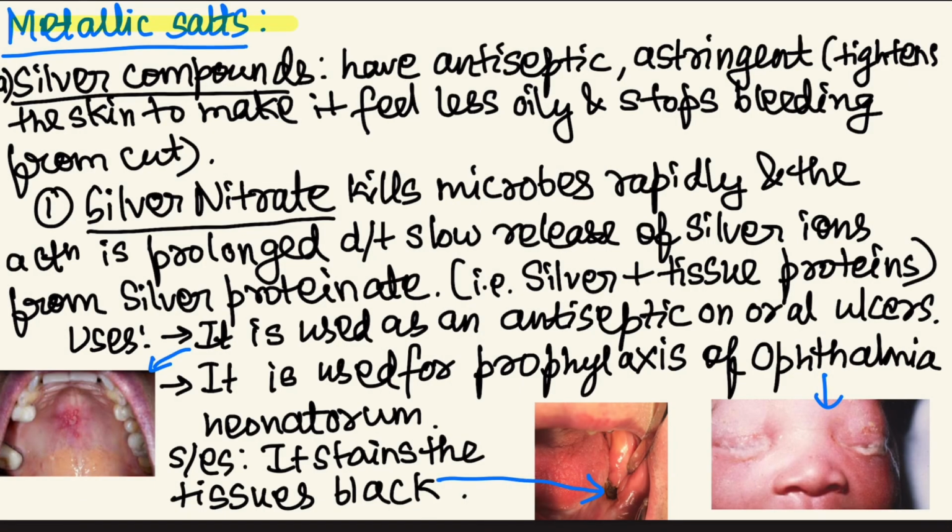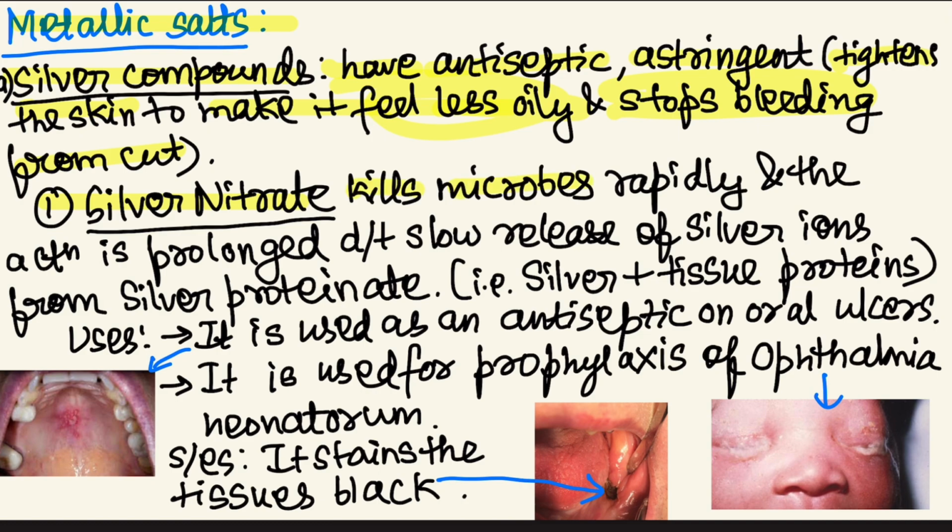Next we have metallic salts. Under this we have silver compounds which have antiseptic and astringent properties. So the astringent property is basically tightening the skin to make the skin feel less oily, and it also stops the bleeding because it tightens the skin. Next in this we have silver nitrate, the first one.